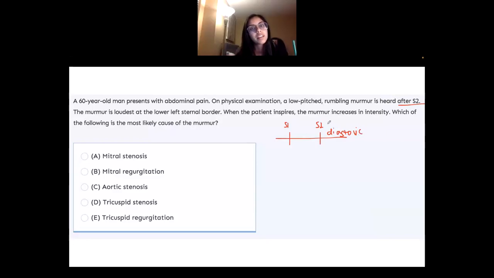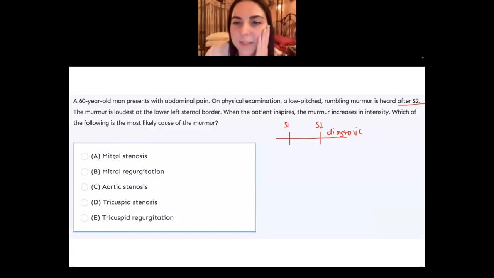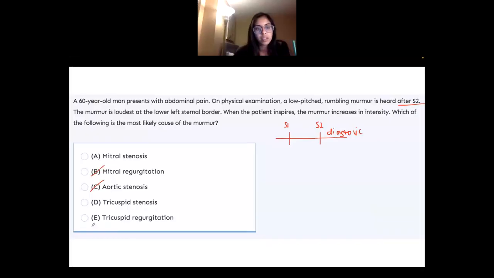So what you can do, and this is just a tip for exams too, if you get to this point where you know that this is 100% a diastolic murmur, go here and cross off any of the ones that are not diastolic murmurs before you even do anything else. So aortic stenosis can be crossed off, the mitral regurg and tricuspid regurg.